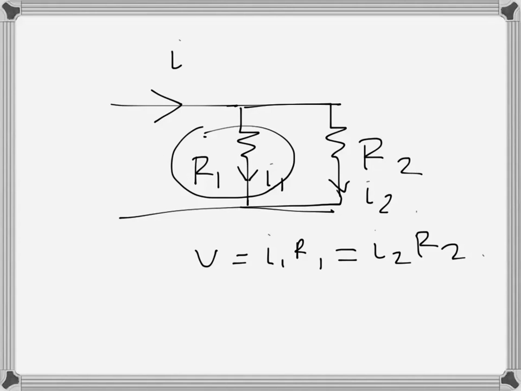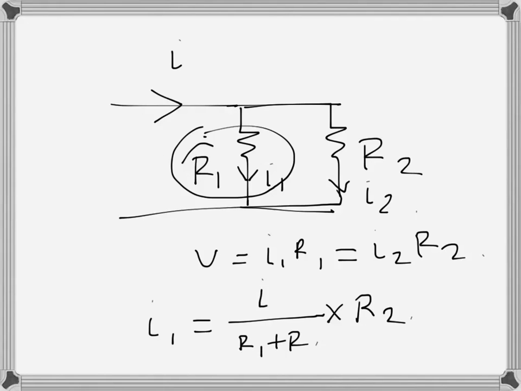So I will show the current divider rule. The current I1 is the full current divided by R1 plus R2, the two resistances, times the other resistance. And that actually happens because of the parallel resistance. From the parallel resistance formula, we can show that.